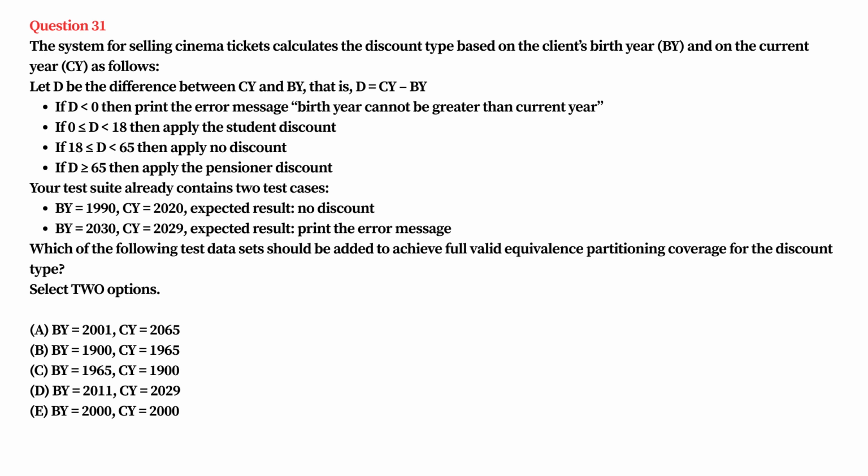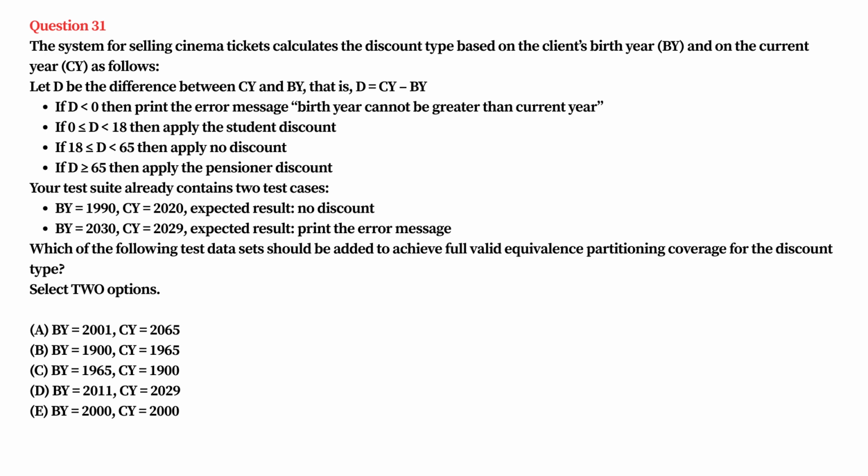There are two equivalence partitions that are not yet covered, which correspond to student discount and pensioner discount. Answer A is not correct. Current year minus birth year equals 64, so these inputs correspond to the already covered no discount partition. Answer B is correct. Current year minus birth year equals 65, so these inputs correspond to a partition that is not yet covered. Pensioner discount.